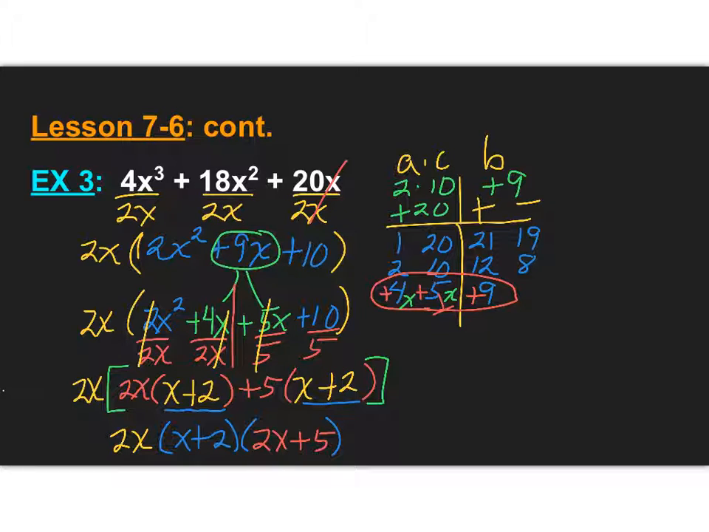Then look inside your parentheses. This is a sum. It's a binomial with a sum. You cannot factor a binomial with a sum. This is also a sum, so same thing. You can't factor that. So as a result, you are finished. This is your final answer.